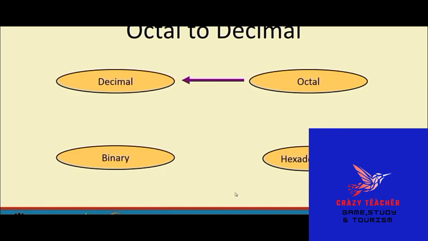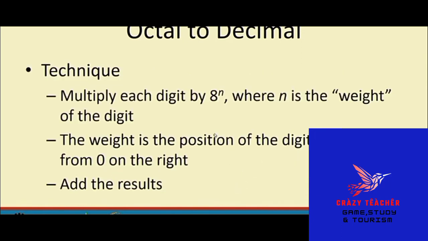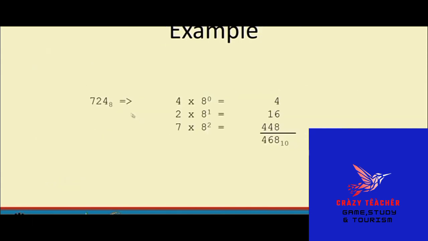Now, in a similar line, we can convert an octal number to a decimal number. Multiply each digit by 8 to the power n. In the case of the octal number system, the base is 8, so we multiply each digit by 8 to the power n, where n is the weight of the digit. Again, the weight is the position of the digit starting from 0 on the right, and then we add all the results.